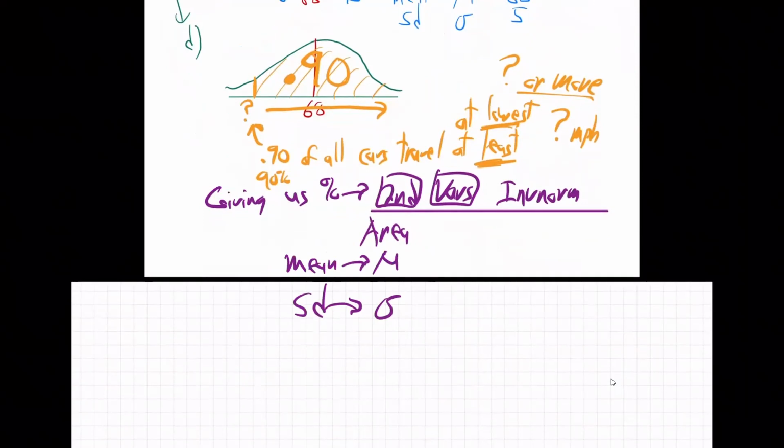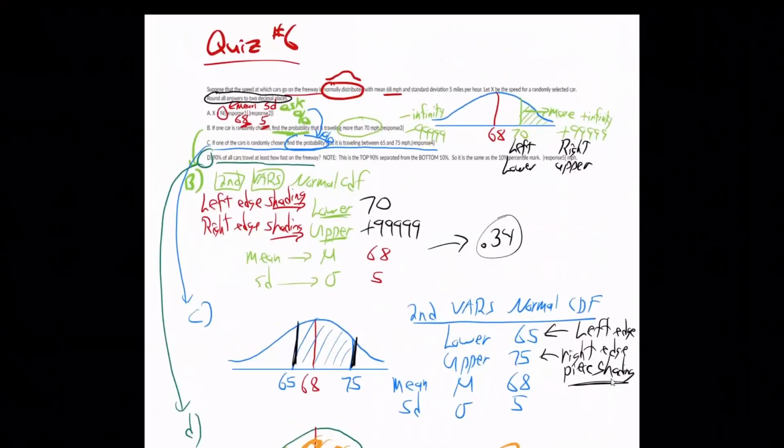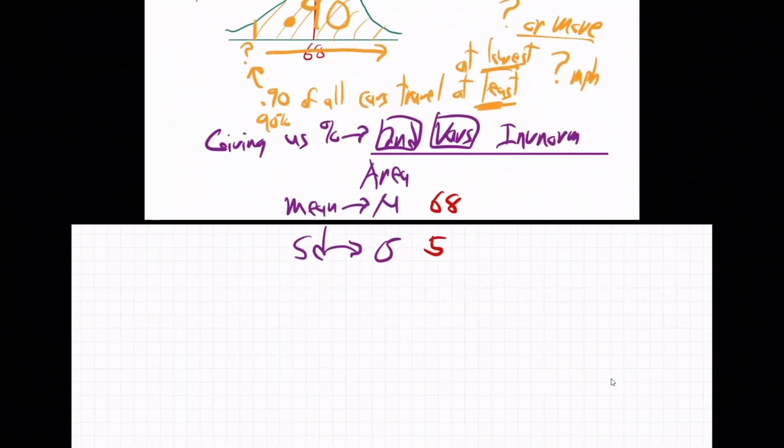The middle is still 68, and the standard deviation was 5. Yeah, 5, right? Cars differ from the average by about 5 miles an hour. The average car goes 68 on the freeway, but they don't all go average. The standard deviation, the typical distance from the middle, is about 5. People go above it or below it by 5.